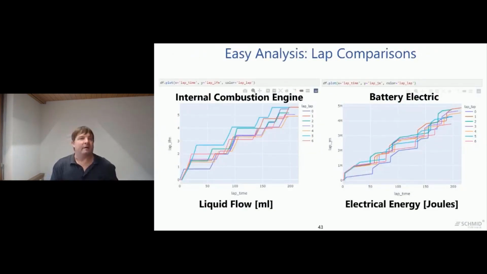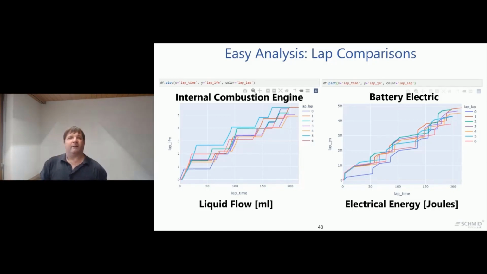So on the left-hand side with internal combustion engine, you see the energy consumption per lap. So you can see on a lap-by-lap basis how you do, and on the right-hand side, the battery electric. And this really helps to see what was your best lap, what was your worst lap, and maybe what did you do in between, what was the driver doing differently.